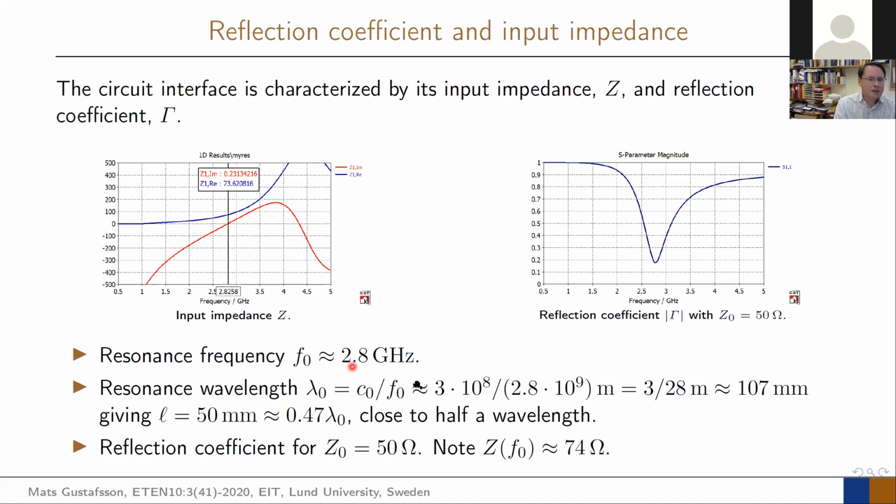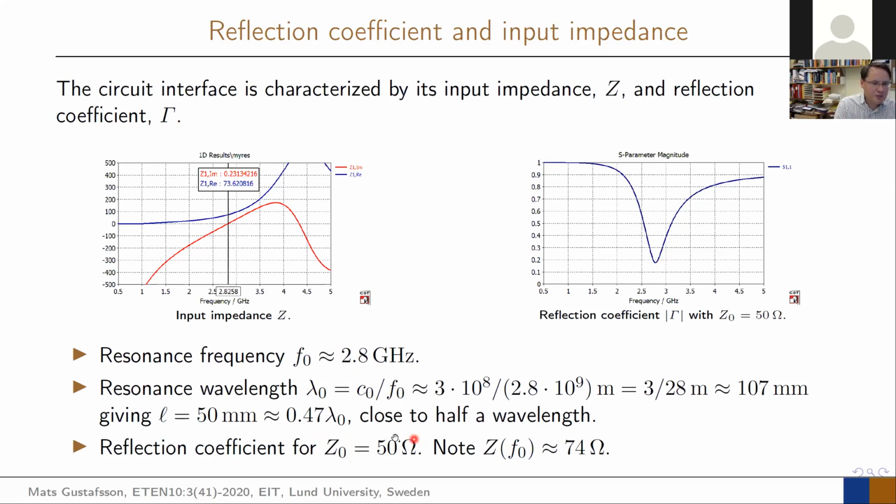And if you would like, you can compute the resonance wavelength and compare it with the length, which in that case is 0.47 lambda 0. So similar to half a wavelength as we had before, but not exact. And then you can look at the reflection coefficient.